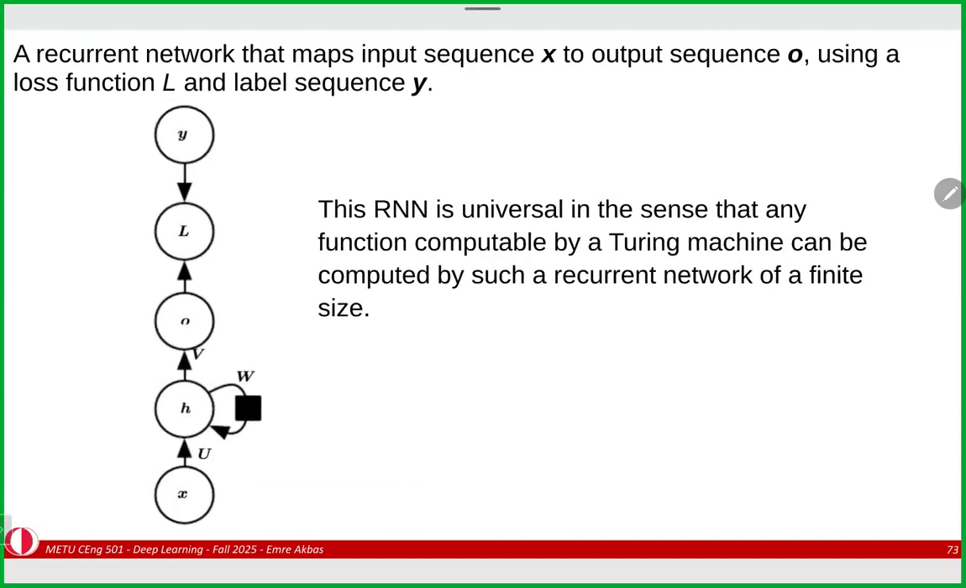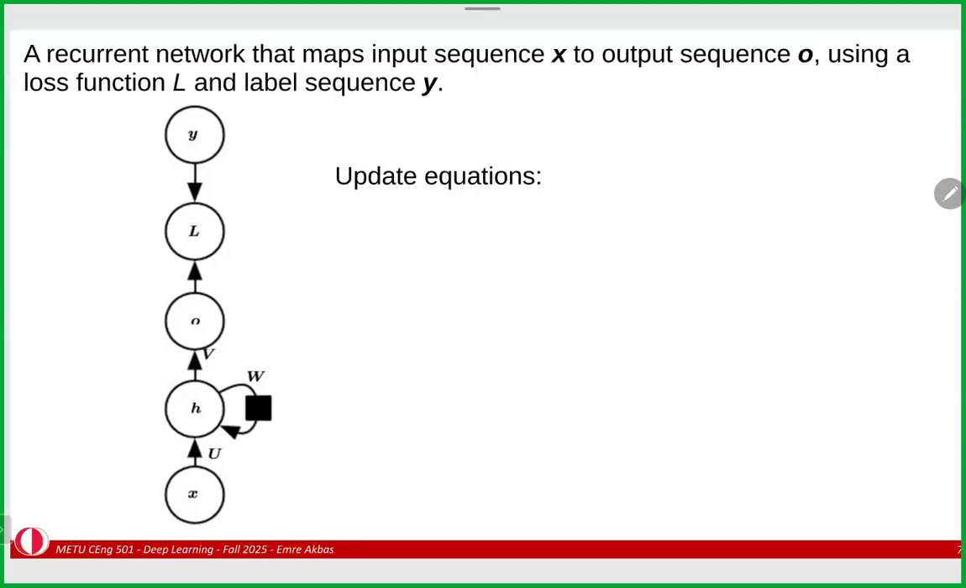This RNN is universal. Remember the universal approximation theorem, Cybenko's theorem, MLPs are universal approximators, universal function approximators. And RNNs are actually universal in the sense that any function computable by a Turing machine can be computed by such a recurrent network of a finite size. So these are even more powerful. With MLPs, we just approximated functions. With RNNs, you can compute any function that a Turing machine can. So this is as powerful as a computer, actually. In theory, of course. But this is a very nice property to have.